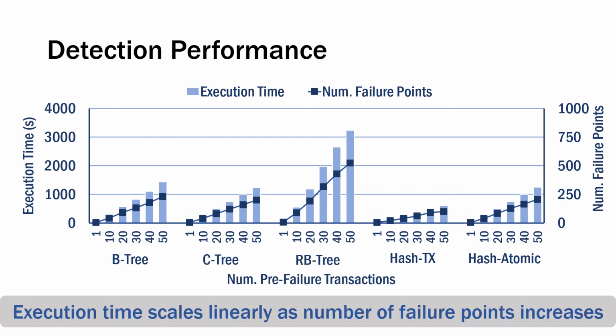The reason for the linear increase is because in our workloads, the post-failure execution only executes a fixed number of steps. For example, only unrolling the last uncommitted transaction rather than executing the entire transactions again. So we conclude that XFDetector is very scalable.